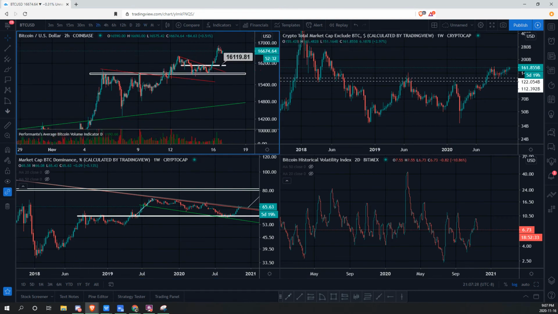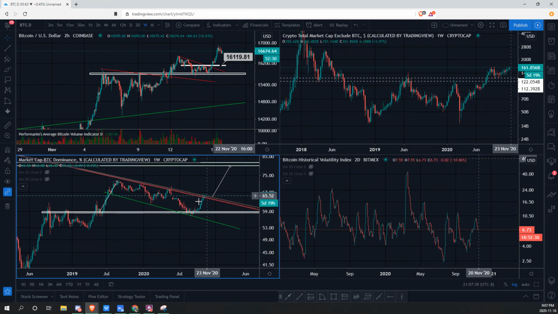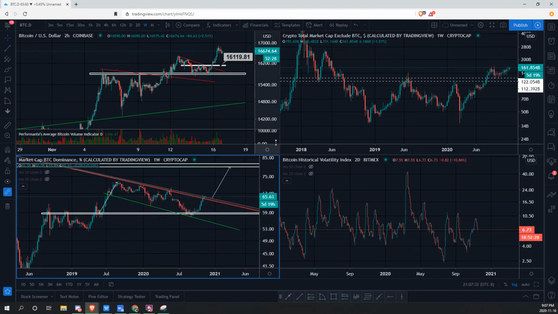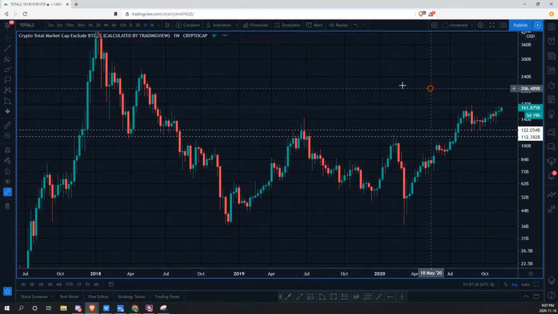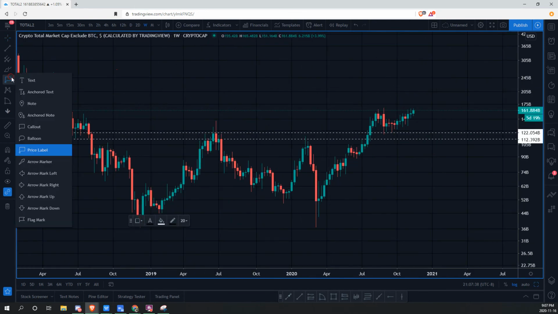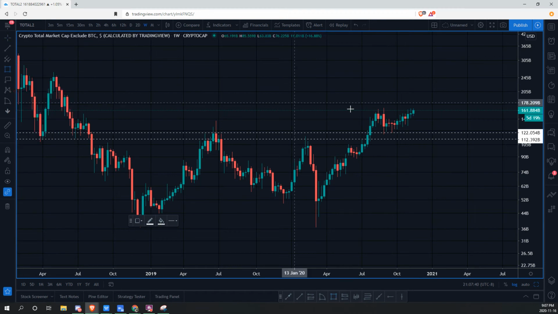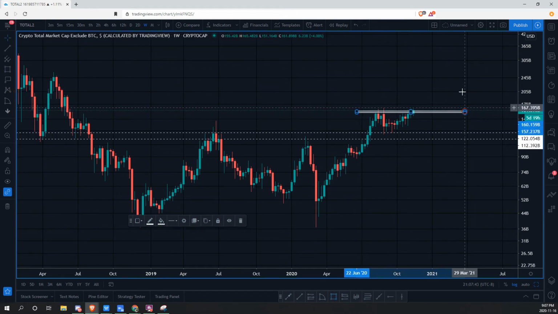So that's going to be the market cap. We're going to see how it goes. We're not trading it, but we're just using it as a tool. Cryptocurrency market cap excluding BTC. This is the altcoin market cap. So we're going to see if we're able to break above this zone right here. Haven't really broken above it yet.